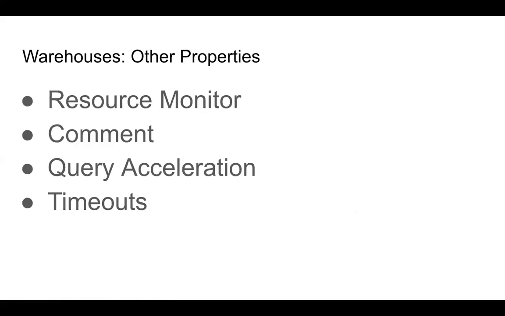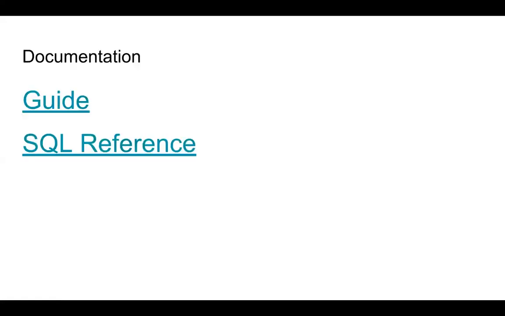There are some other properties on warehouses that we can adjust and change. We can set a resource monitor. We can add a comment. We can have query acceleration. You can set timeouts for how long a query will run, how long it will queue. And these are all very nicely listed in the documentation, which we'll take a look at in a moment. There's 2 key parts to the documentation. There is a guide and a SQL reference. Let's take a look at those now.